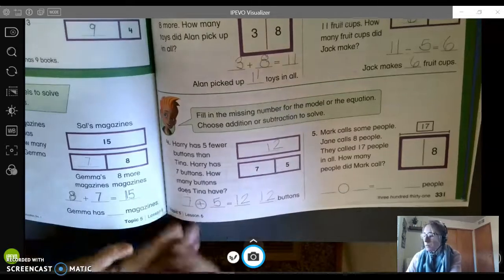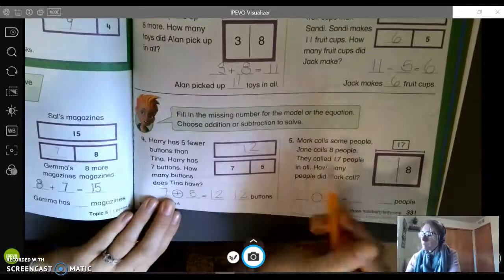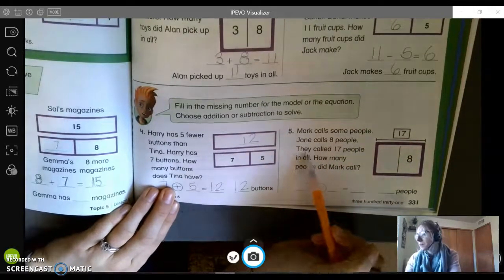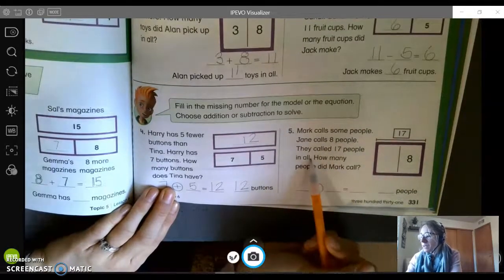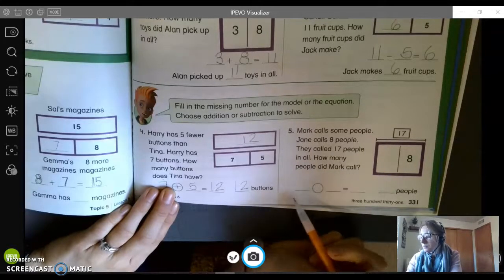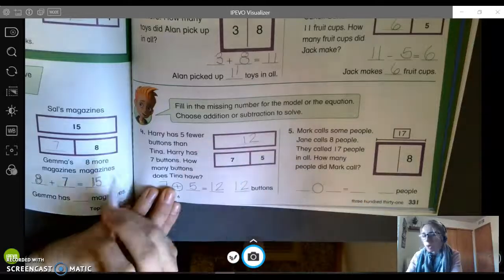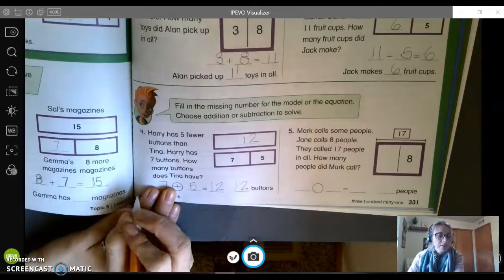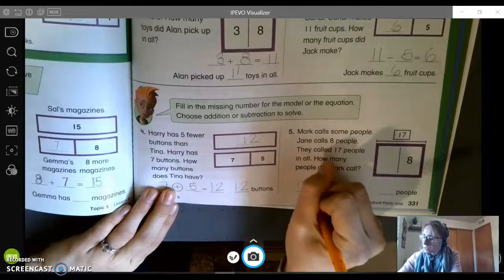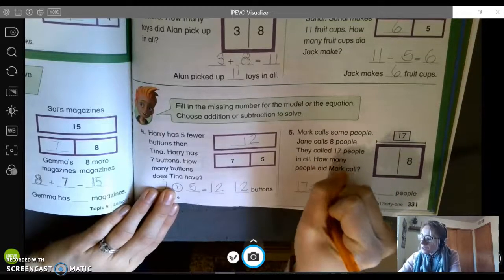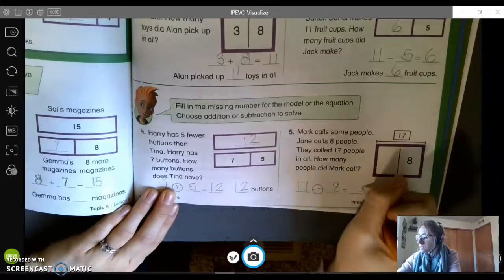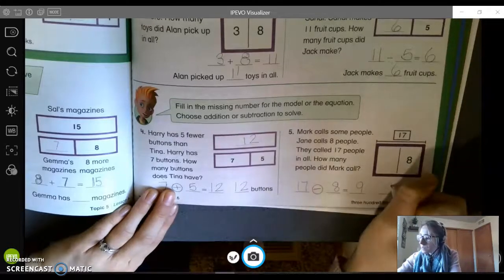So then when I keep going, Mark calls some people and Jane calls 8 people. They called 17 people in all. How many people did Mark call? So we have the whole and a part. Normally when we have that, we go ahead and do subtraction. So we start with 17, take away 8, and that equals 9. So my answer is 9.